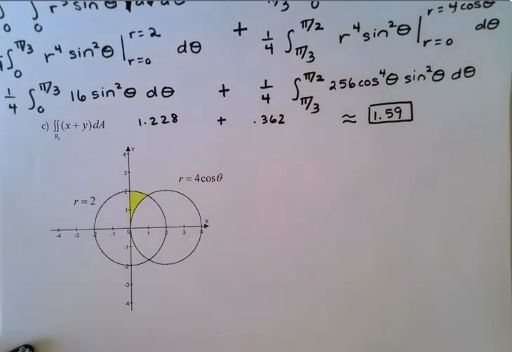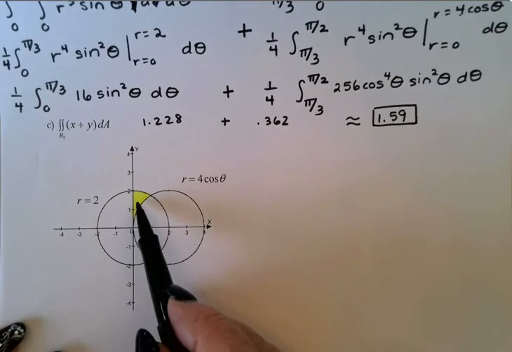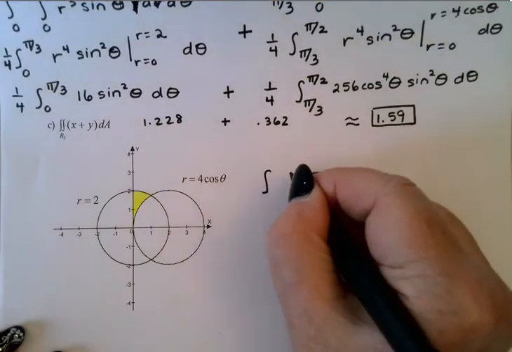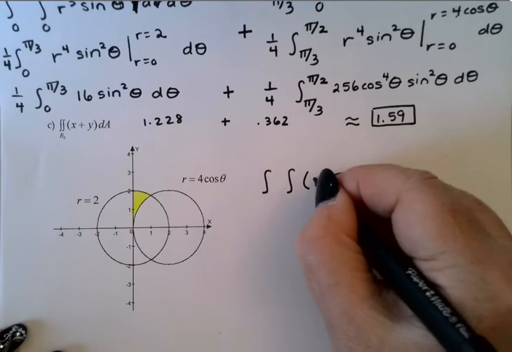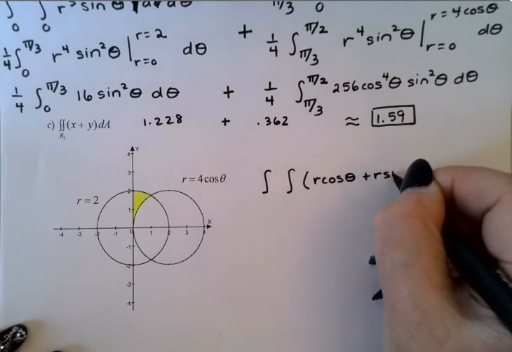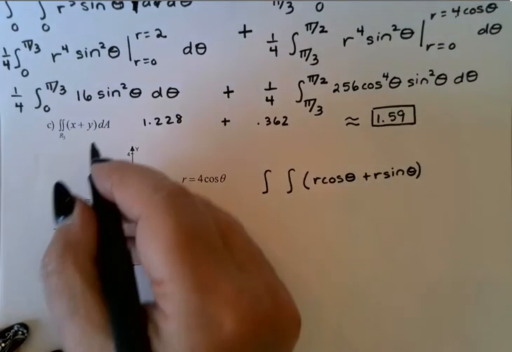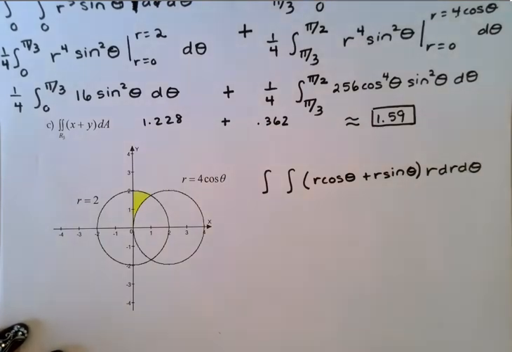All right, this time we want to integrate the function x plus y. And our region 3 is this little tiny piece here in the first quadrant. So x plus y, that's going to be r cos theta plus r sine theta. dA is r dr d theta.